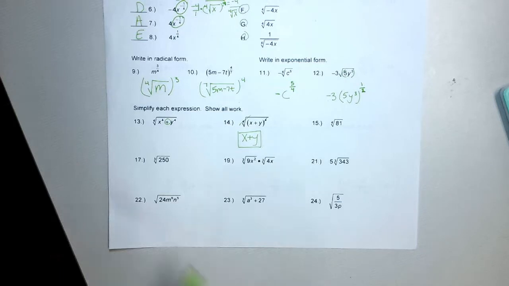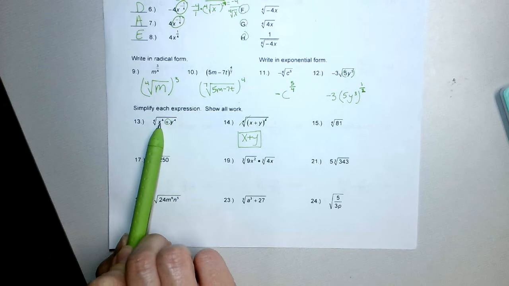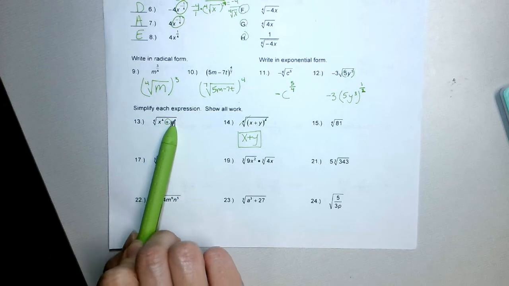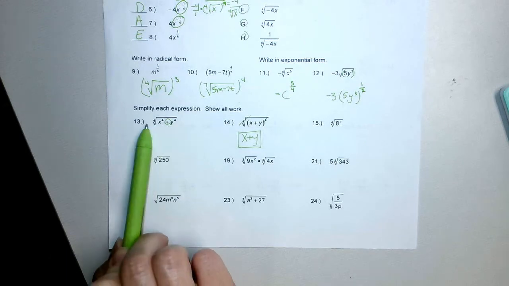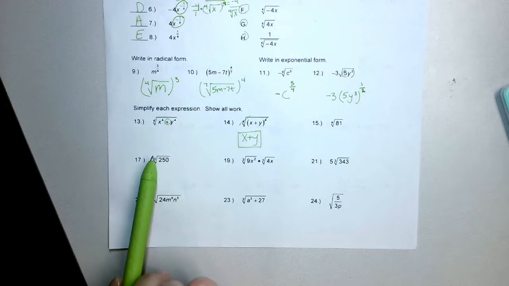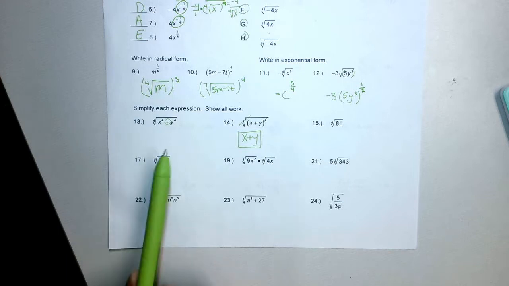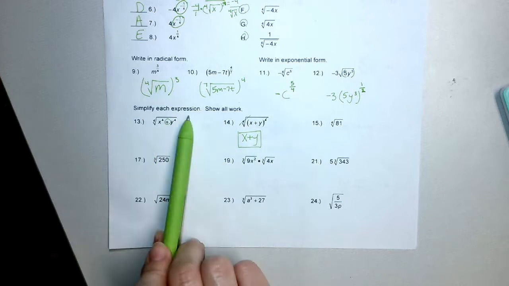They do, but it's x to the 4th plus y to the 4th. If it was x to the 4th times y to the 4th, we'd be able to cancel it all. But it's not that. So this was just to show you the difference of when it's all of it versus some of it.